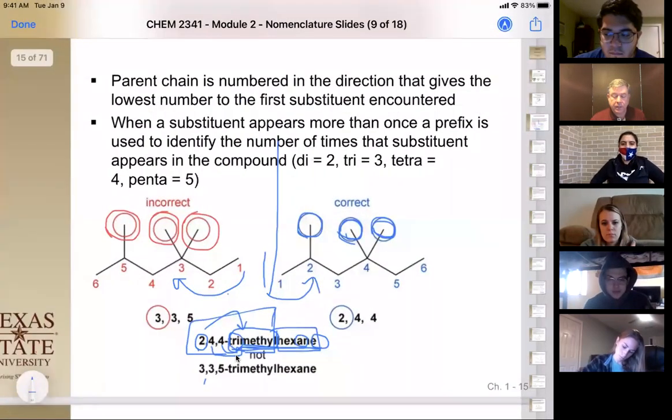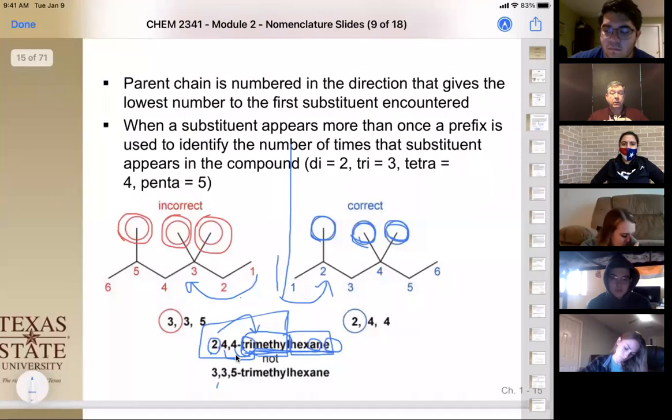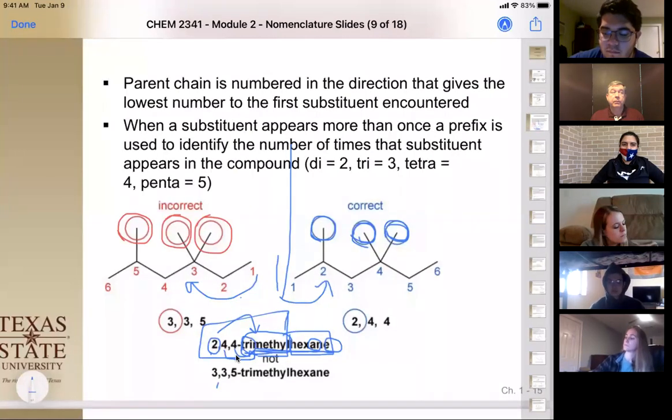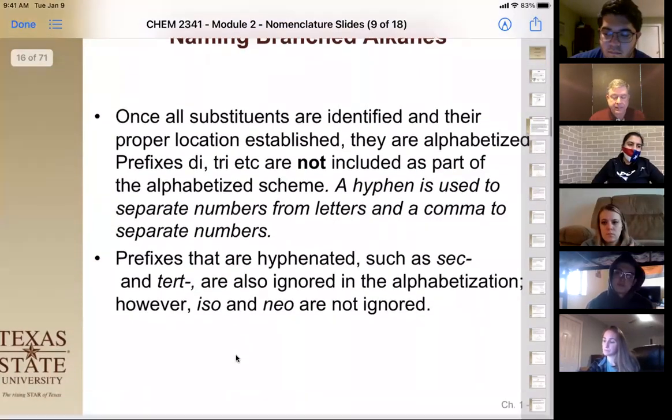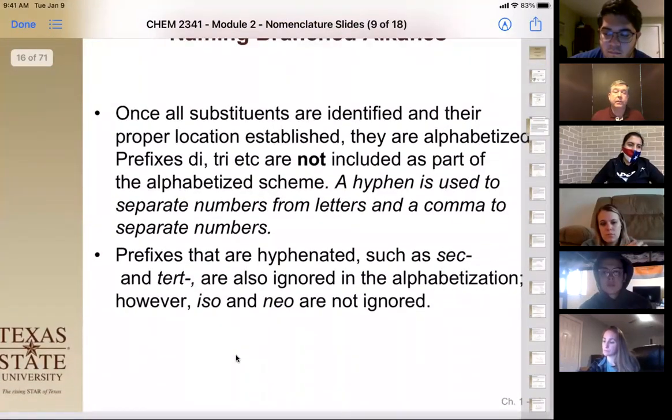So questions on that? Longest possible chain, lowest number for the first substituent, and then locate the substituents correctly in your name. Okay, so that seemed pretty easy in that example, but there are other ways to do it.